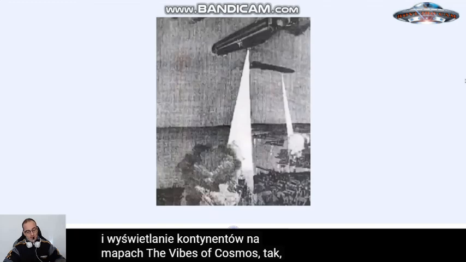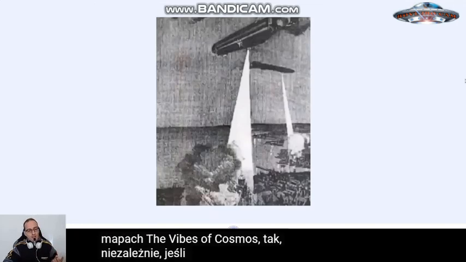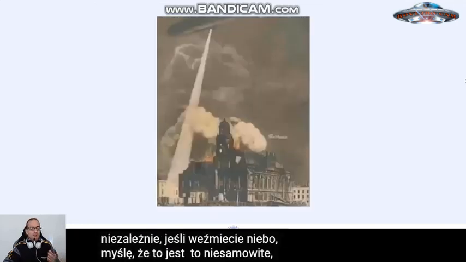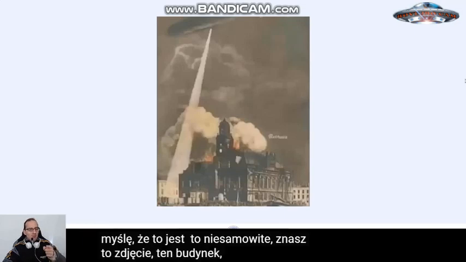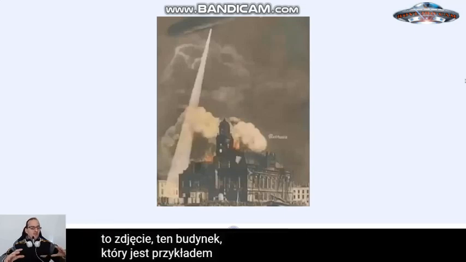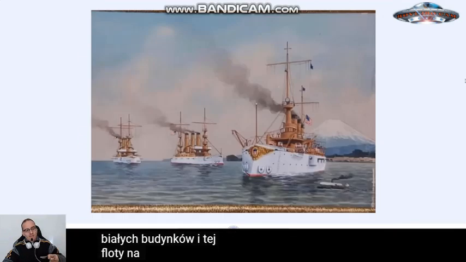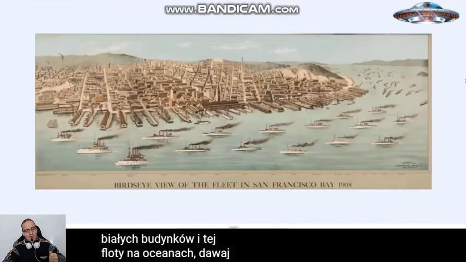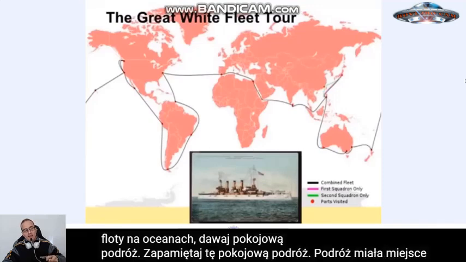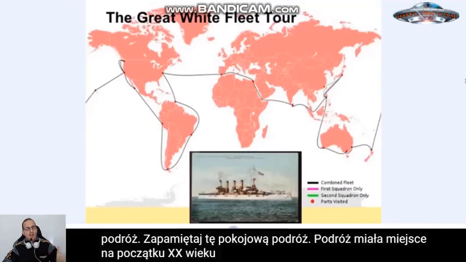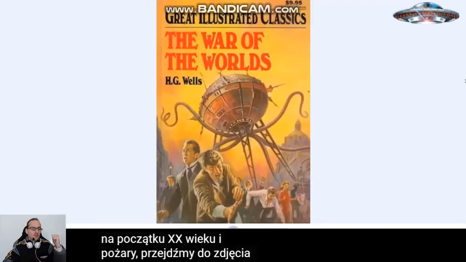Yeah. So independently, if you take the skies, I think this is amazing. This picture here, that building, which is an example of the white buildings, and the fleet on the oceans, giving a peace voyage. Well, this peace voyage came in the beginning of the 20th century, and the fires. Let's go to a picture with the fires.